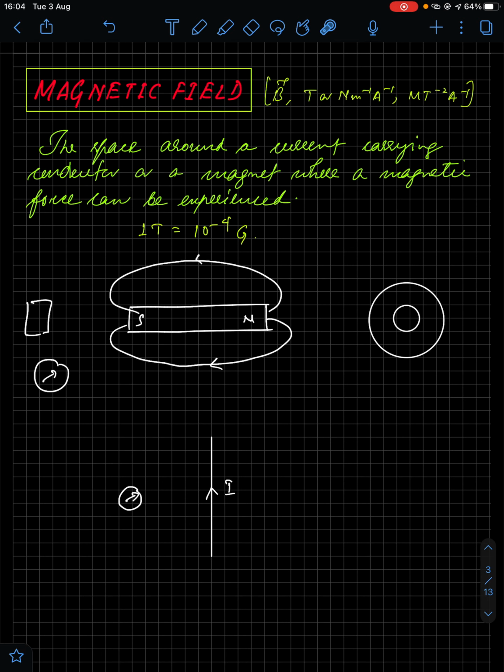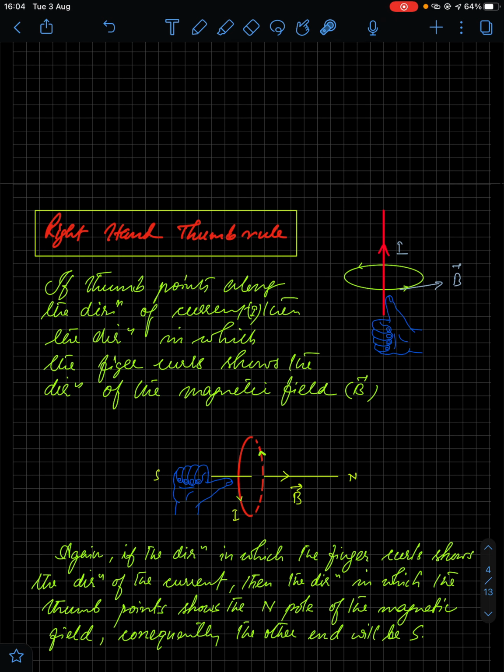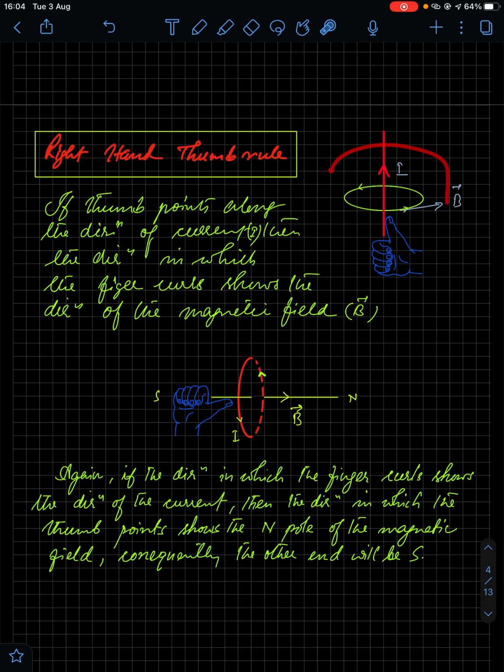Now I'm moving to the next rule, that is the right hand thumb rule. You have a situation, if you can see this diagram. This red line is a wire carrying current I. The current carrying wire will have a magnetic field around it.